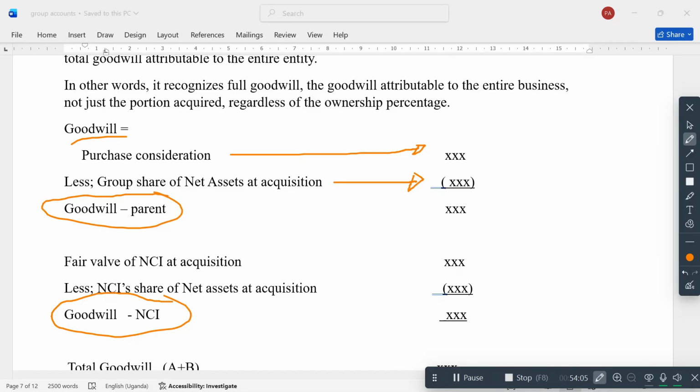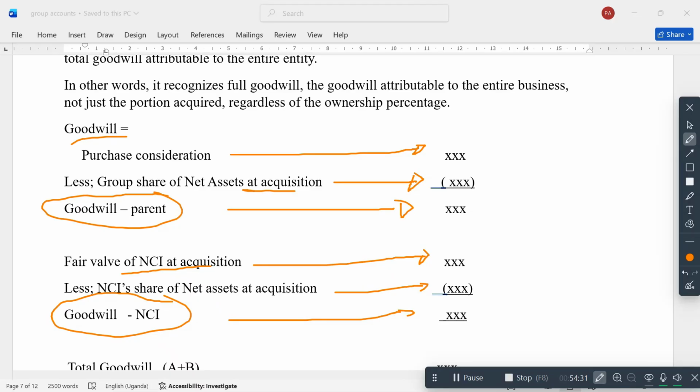Remember, under our step 2, we had net assets at acquisition and net assets at reporting. Here we are using net assets at acquisition. You get your answer there. Then you go to fair value. This fair value of NCI at acquisition will be given to you in the exam. You check for it, it will be there. We less NCI's share of net assets at acquisition. Then we shall have our NCI.